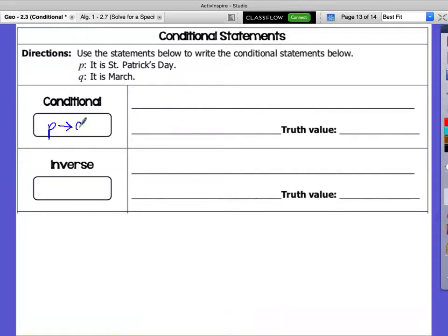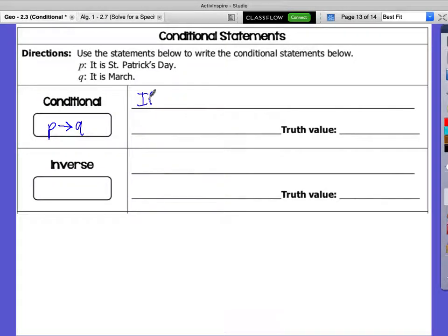P arrow Q. If P, then Q. So somebody help me write this. Yeah, I do not remember that. Okay, so that's why we're doing it right now too, to help us. We went over it last lesson. What we're doing right now is a review and to put it all in one convenient location to help us in the future.